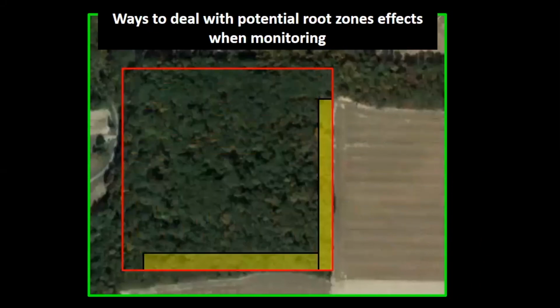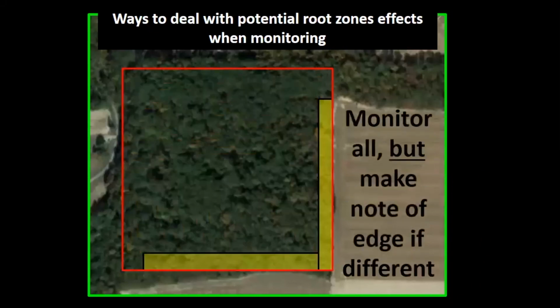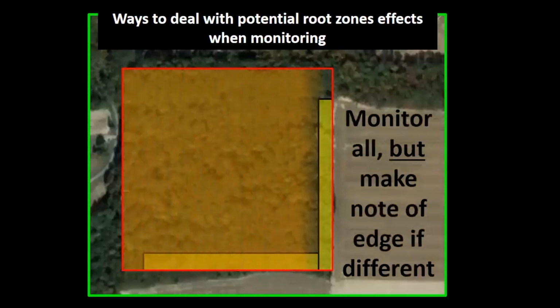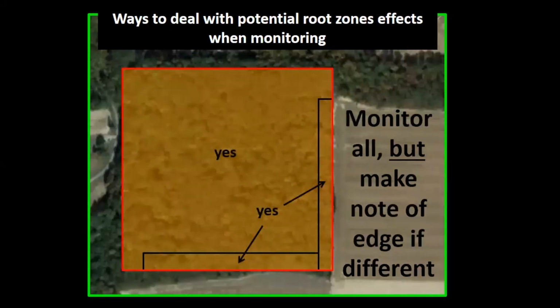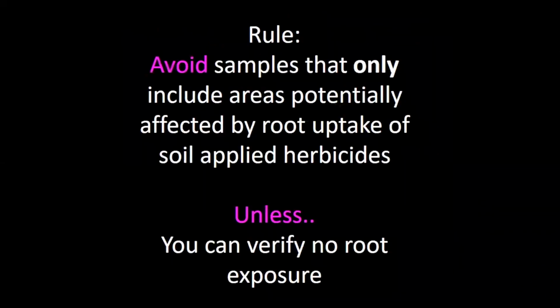Now, a second way to do this is pretty similar. Monitor the entire site, the area that is edge and the area that is not. But again, make a note if the edge is different in terms of the symptoms that you see. Make a note, indicate that. Either way is acceptable, two ways to deal with this.